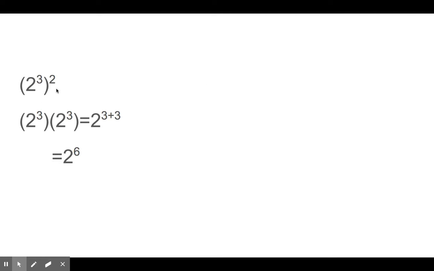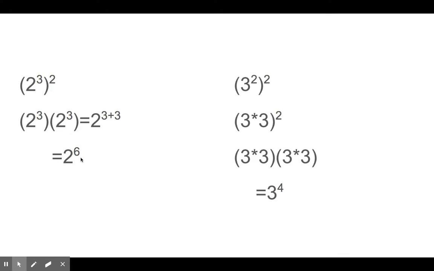Well, for 2 to the third squared, we can think of that as 2 2 to the thirds being multiplied. And if they're being multiplied, we would add the exponents. So yes, that would equal 2 to the 6. Another way to think about this is if we have 3 squared squared, we can write the expanded form inside here. So we have 2 threes being multiplied. And then the expanded form again, notice that there are 4 threes here.